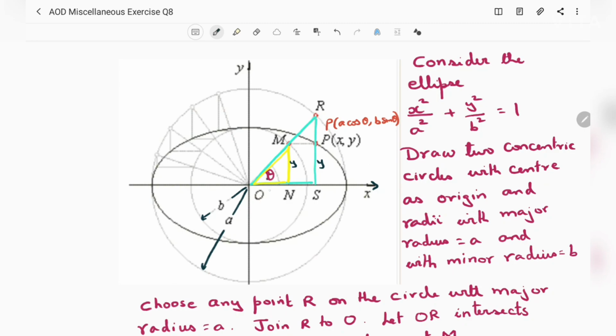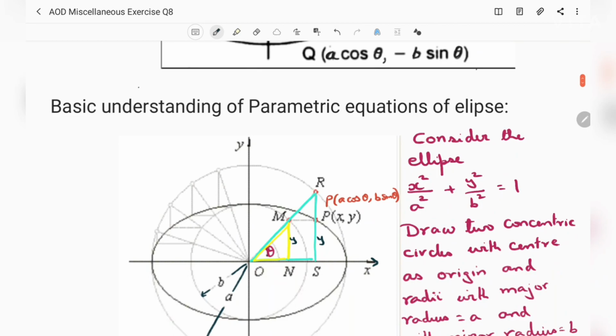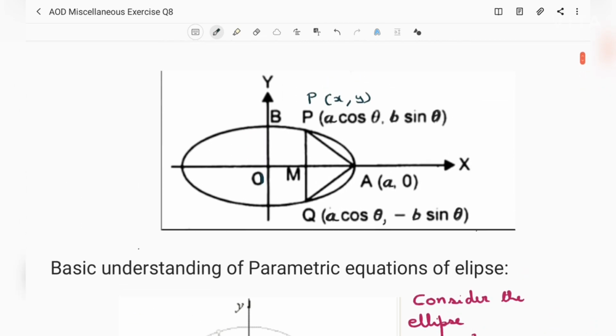Theta is not the angle made by OP with x axis, it is the angle made by OR with the x axis. One should note this point that on joining OP we are not getting theta with the x axis, but with OR we are getting the angle with x axis as theta. Now we will discuss this problem in detail.